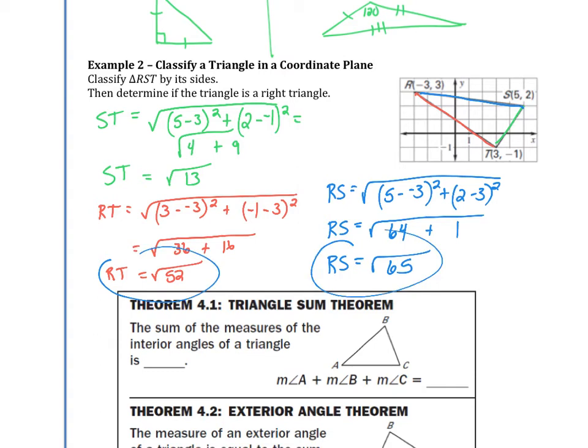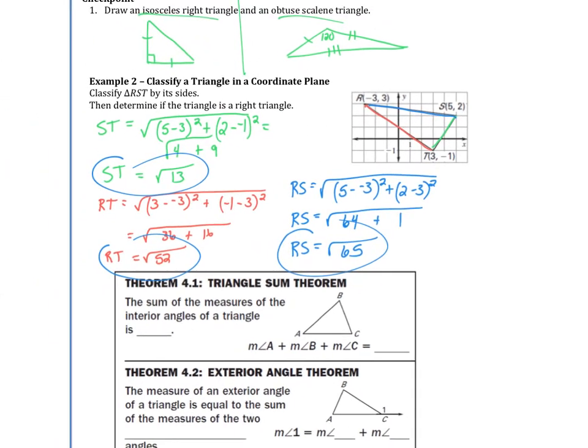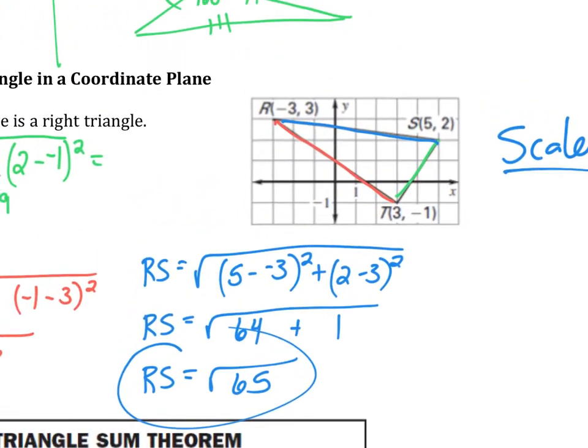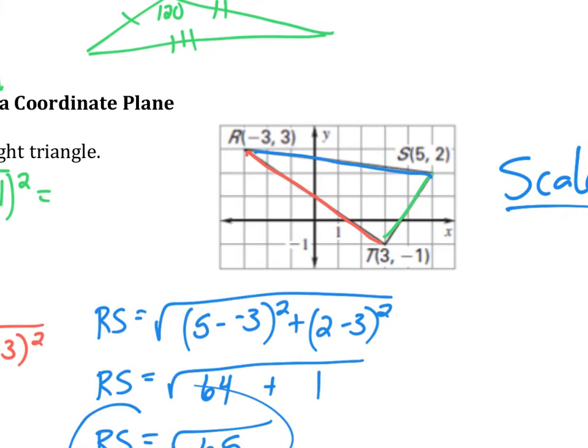So are any of the sides the same length? The answer is no. So none of the sides are the same length. So this is a scalene triangle. And now we've got to determine, is it a right triangle? So we know it's scalene. We've got to determine if the triangle is a right triangle. So we have to see, are any of these angles right angles?